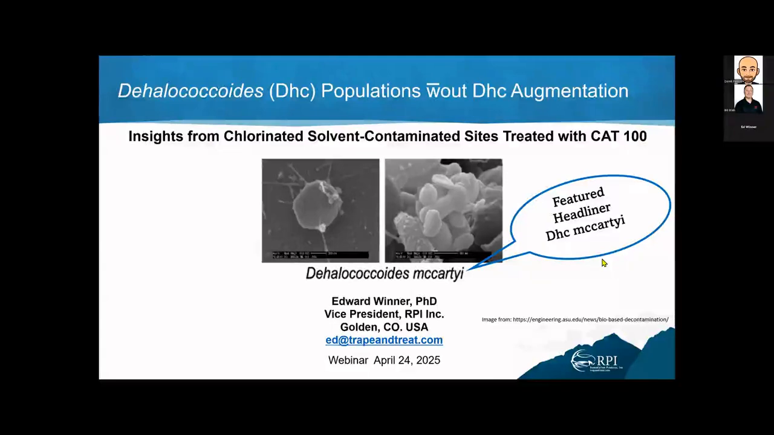As a fun fact, Dehalococcoides is about 1/10 the size of the microbes you'd normally look at in petroleum hydrocarbon degradation. It's a small thing, but it helps you think of how dechlorination is very different from the breaking down of hydrocarbons. So let's get started.